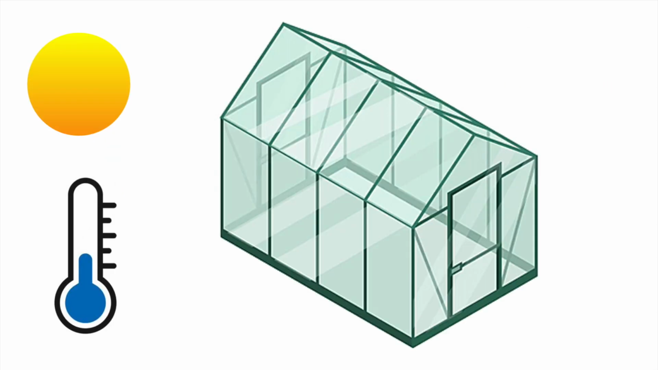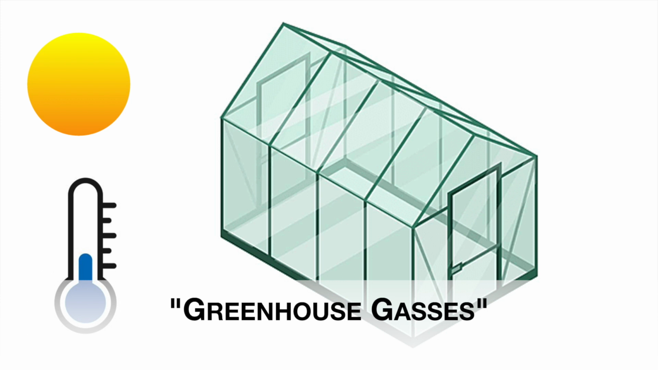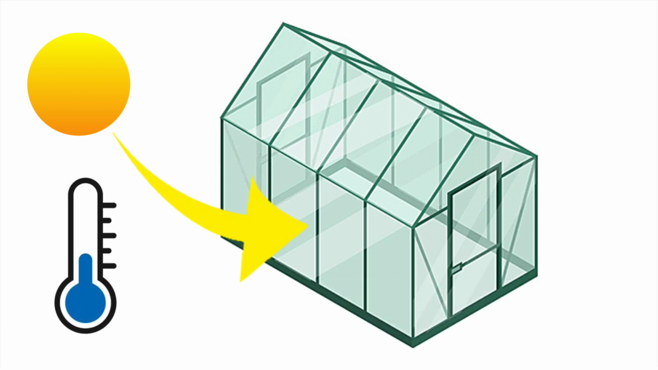Atmospheric gases with this ability are termed greenhouse gases because this process is similar to how the air inside a greenhouse heats up in comparison to the air outside. As a result, carbon dioxide plays an important role in regulating the climate on our planet.